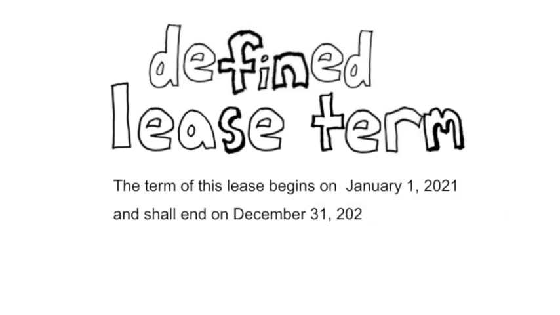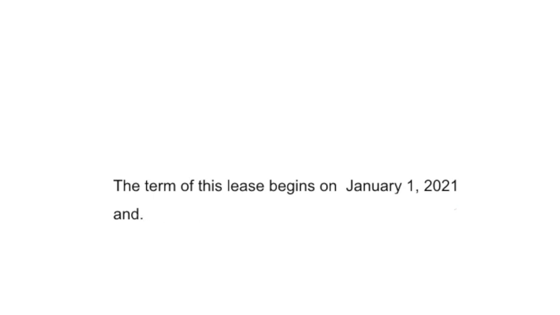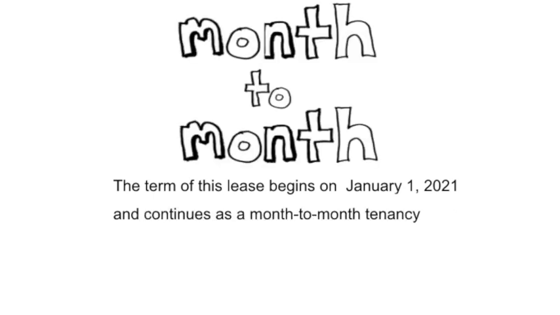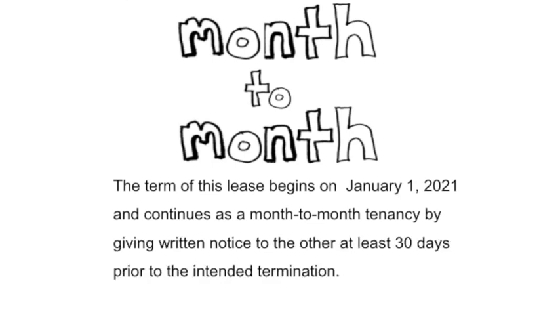Or maybe you and the landlord can decide that there is no expiration date and that all you have is a month-to-month tenancy. This means that either party may terminate the lease with a certain amount of prior notice. Just make sure to establish how to terminate the lease.